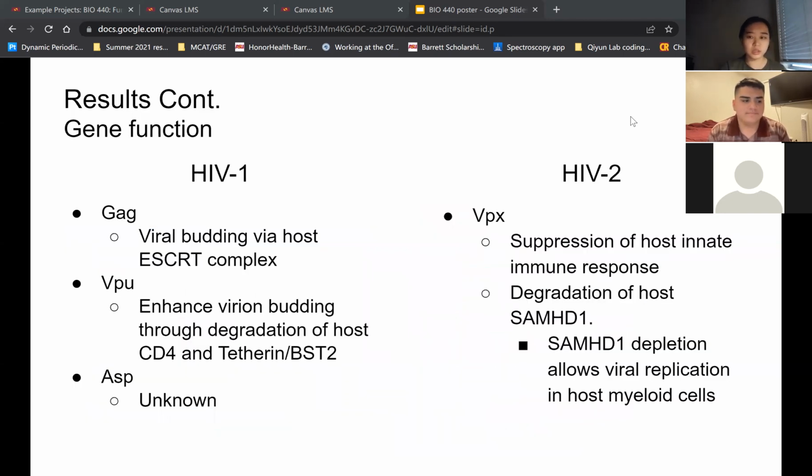Yes, so in HIV1, we have 3 unique genes, which are the GAG, VPU, and ASP genes. Both GAG and VPU participate by helping with viral budding, while for ASP, unfortunately, there isn't much study about the gene itself, so its function in HIV1 is still unknown. For HIV2, the unique gene plays a major role in suppressing the host's innate immune response, which it accomplishes through degradation of the host SAMHD1 enzyme.